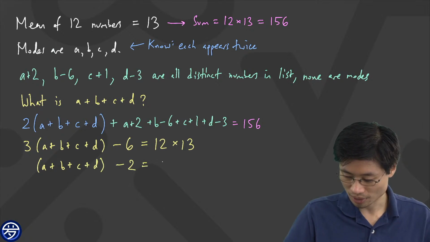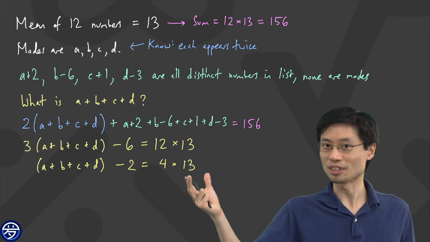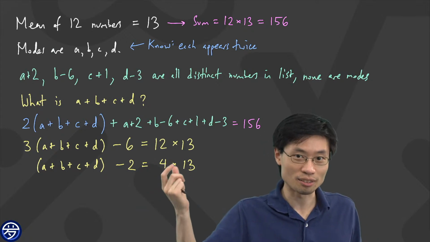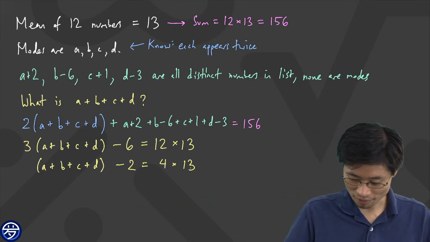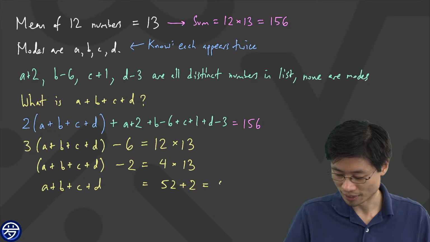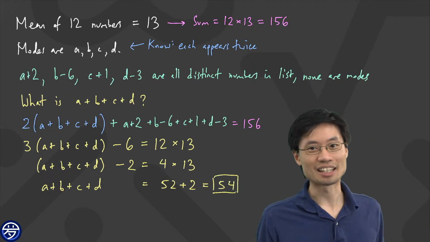is equal to 4 times 13. 4 times 13 is 52. That one you can maybe do in your head. 4 times 3 is 12, and then carry the 1 on the 4, 52. So then I find out that A plus B plus C plus D is just equal to the 52 plus a 2, and that's 54. Okay, and that finishes this question.